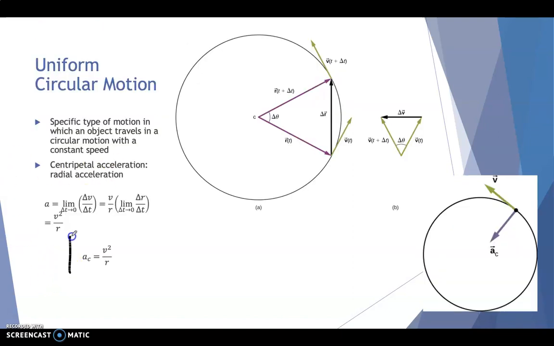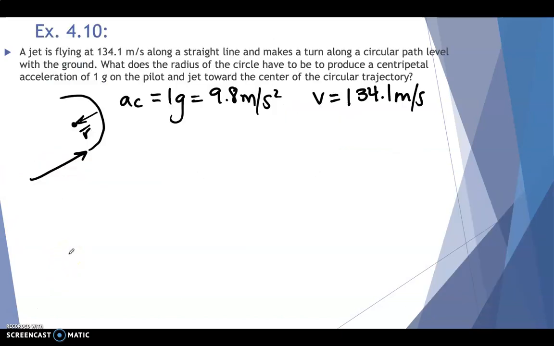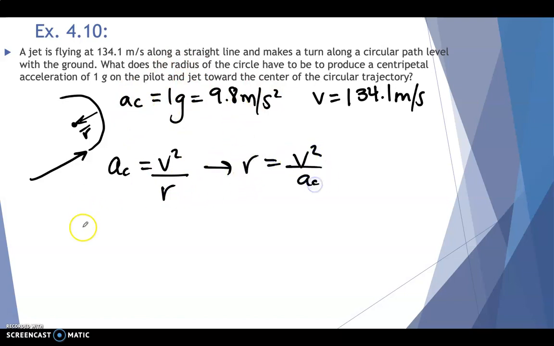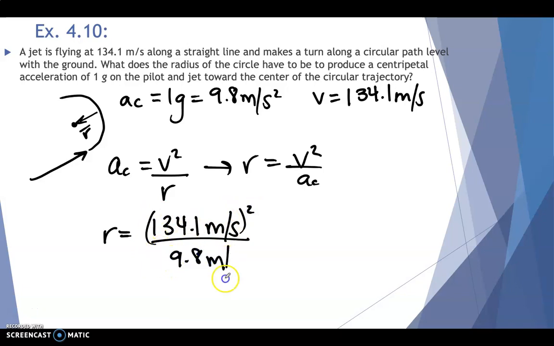So what we'll do is we'll take this equation here, a sub c equals v squared over r, and solve for that radius. So r then equals v squared over a sub c. So we can plug that in, 134.1 meters per second, and then we square that and divide it by 9.8 meters per second squared. Okay. So let's put that in our calculator. 134.1 squared divided by 9.8.